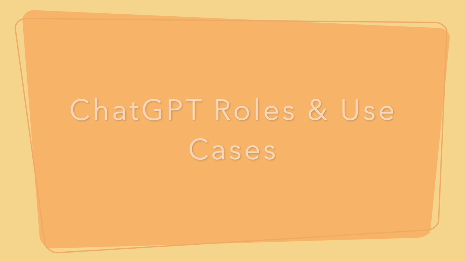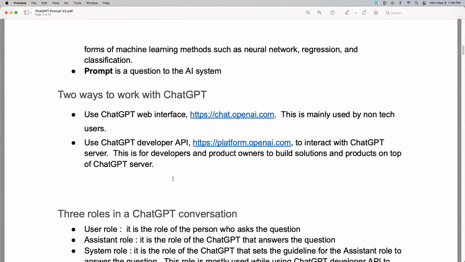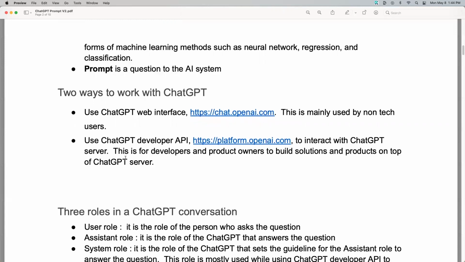To have a conversation with ChatGPT, there are two ways. It's probably very obvious to most people. The first one is using a ChatGPT web interface. That's mainly used by non-technology people. You can click on this link, register the account, then you should go ahead and have a conversation with ChatGPT.